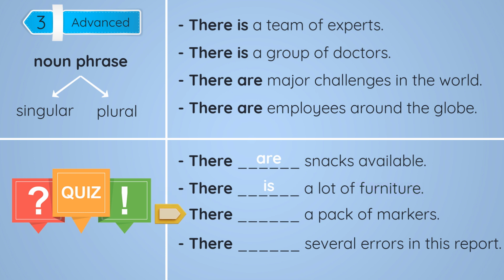There, blank, a pack of markers. What should it be? There is a pack of markers. And the last one? There, blank, several errors in this report. What should that be? There are several errors in this report.